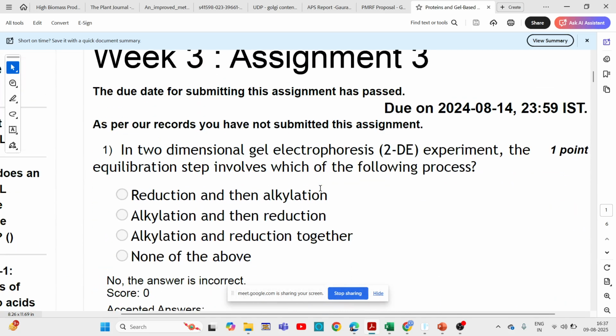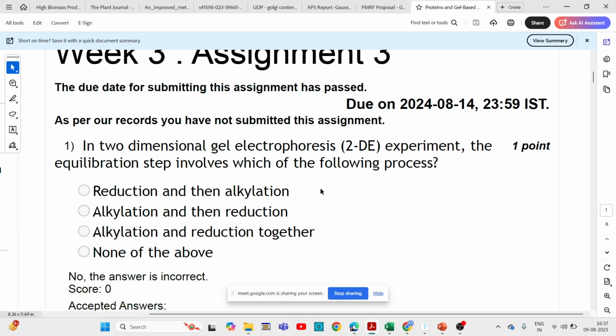So week three, these are previous year questions itself. In two-dimensional gel electrophoresis, in terms of the equilibration step, just recall the equilibration step. What do we do first? Do we do reduction first or alkylation first? Options: reduction and then alkylation, alkylation then reduction, alkylation and reduction together, and none of the above. What do we do?